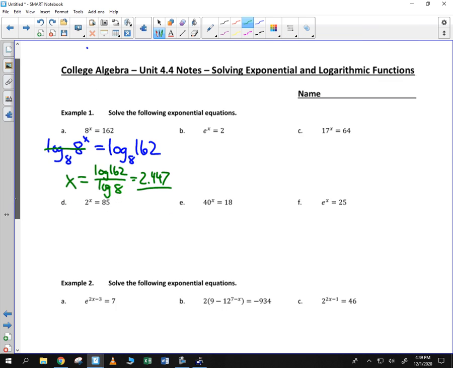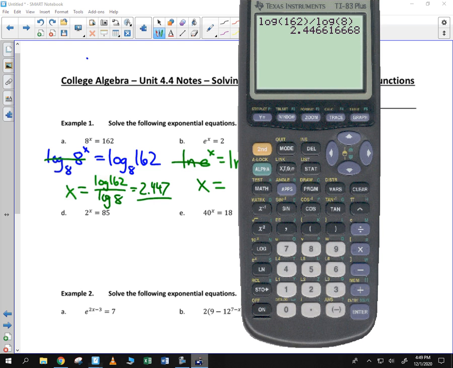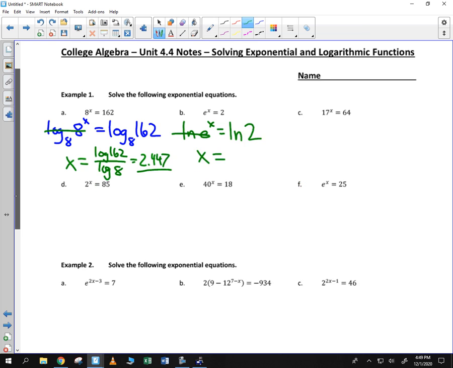We have a base of e. I want to get rid of a base of e. So let's take the natural log of both sides. Those go away, leaving me with x is equal to the natural log of 2. I have that button on my calculator. Natural log of 2, I get 0.693.